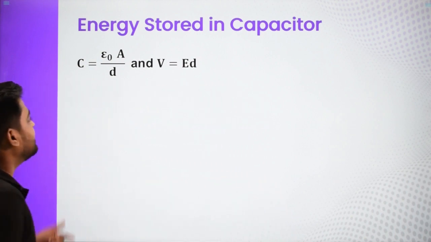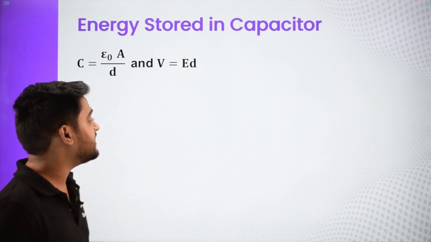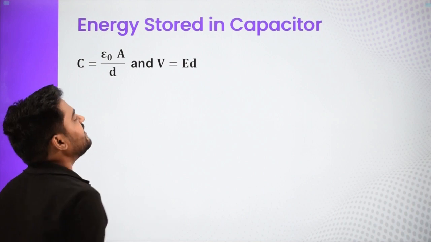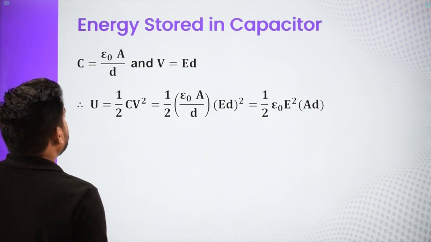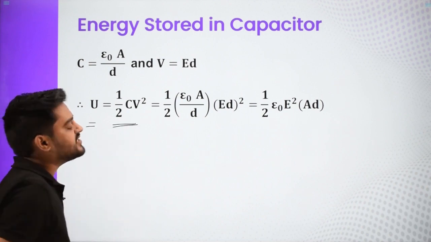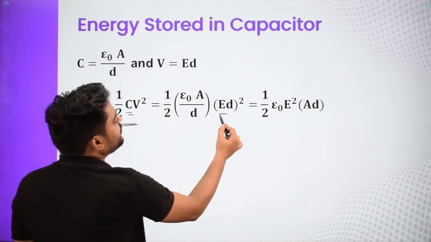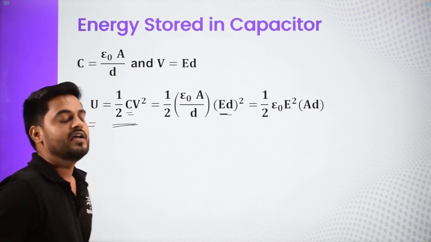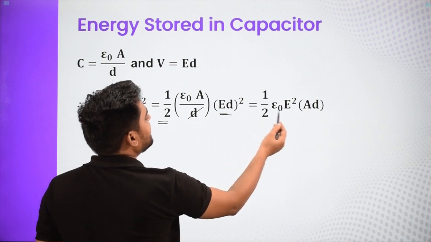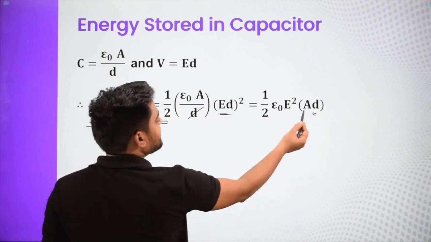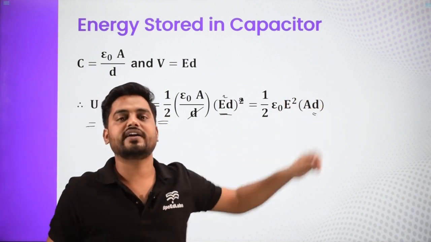First, I know that this is the capacitance, and V can be written as E into D, because electric field E is nothing but V by D. V is the potential difference between the plates and D is the distance of separation between them. Now we know that U is half CV square. I'm just replacing my capacitance as epsilon naught A by D and V as E into D. There is a V square, so ED whole square. Once I do that, one D gets cancelled and we get a single D, and this is E square. So this is what we get: half epsilon naught E square times AD.